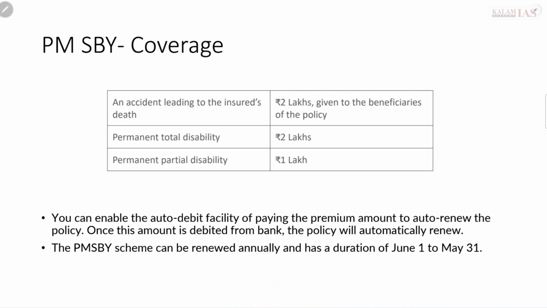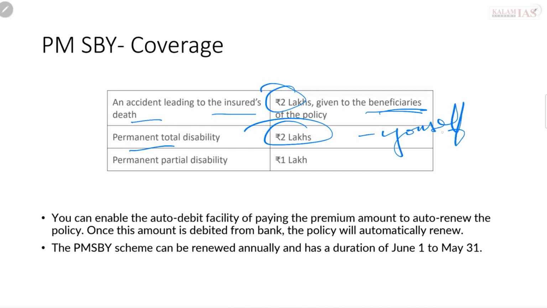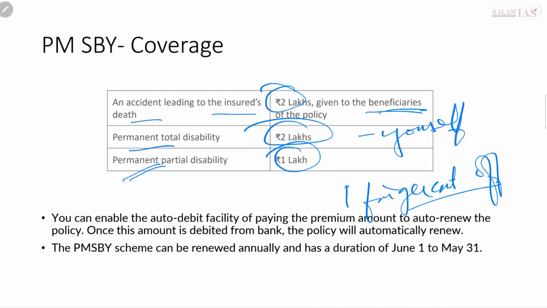Let's look at the coverage of the Suraksha Bima Yojana. First, it covers an accident leading to the insured's death. In this case, you will get rupees 2 lakhs to the beneficiaries or dependents of the policy. In case of permanent total disability, again you will get rupees 2 lakh yourself, not your dependents. And in case of permanent partial disability, rupees 1 lakh. What is permanent partial disability? Let's say one finger got chopped off. That is a partial disability. That is not a total disability.